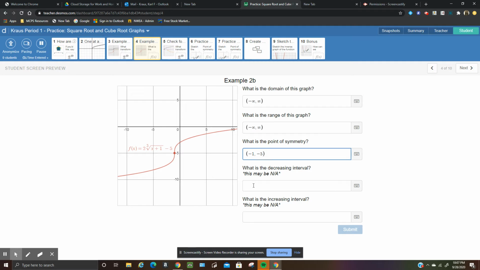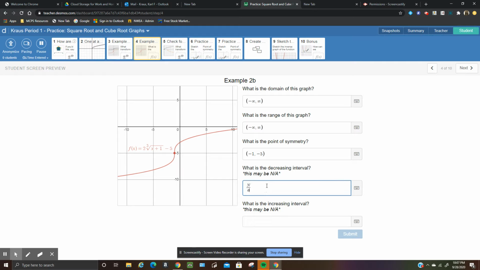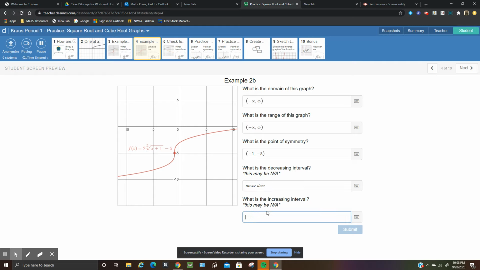The decreasing interval, this is NA. Now, if I try to do slash, I'm just going to say never decreasing. And the increasing interval is the same as the domain, negative infinity to positive infinity.